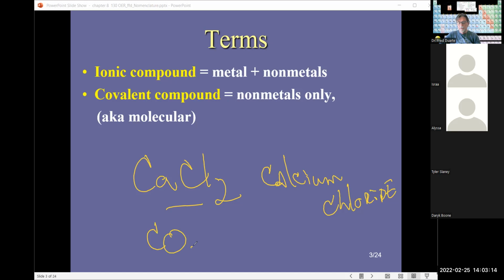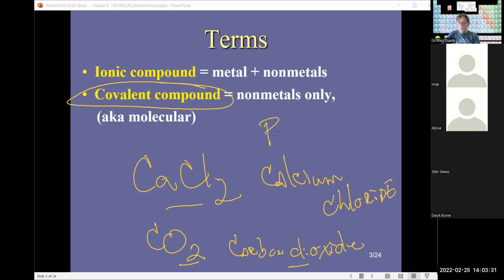But notice with a covalent compound here, this is carbon dioxide. The prefix di designates 2. So for covalent compounds, we do use prefixes, okay? Not so for ionic. So this would not be calcium dichloride. That would be incorrect in nomenclature. That is not the rules for nomenclature.